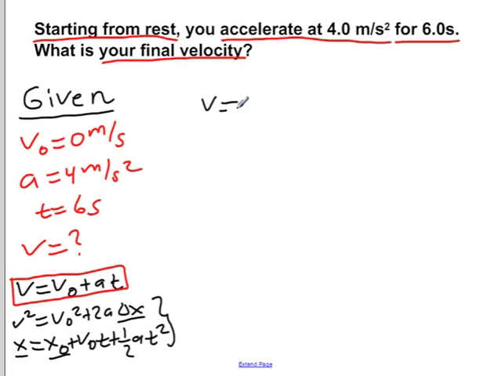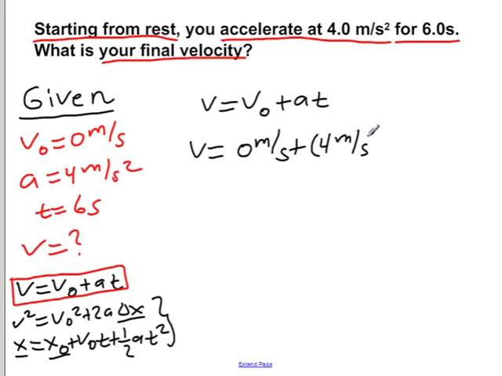So now we're going to rewrite our first kinematic equation, V equals V naught plus AT, and we're going to simply plug in the values that we are given in the problem. So V is equal to V naught, which is 0 meters per second, plus AT. A is 4 meters per second squared times our time of 6 seconds.